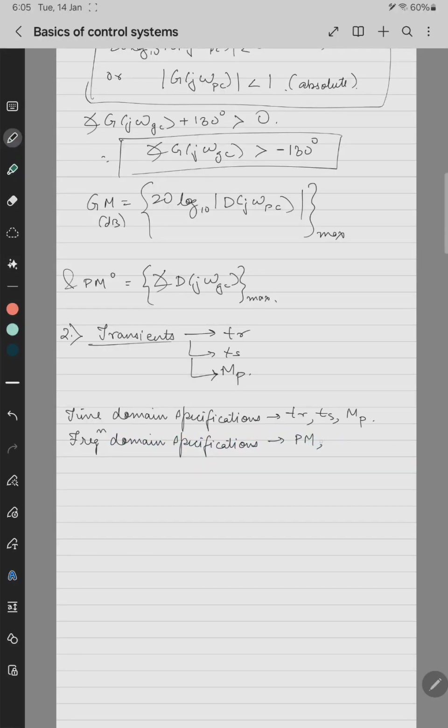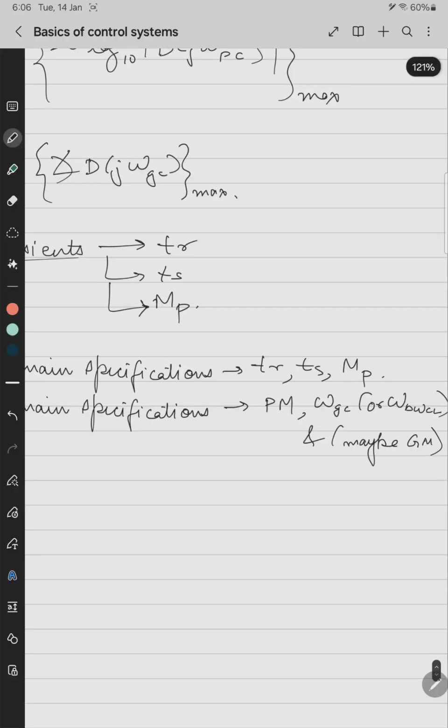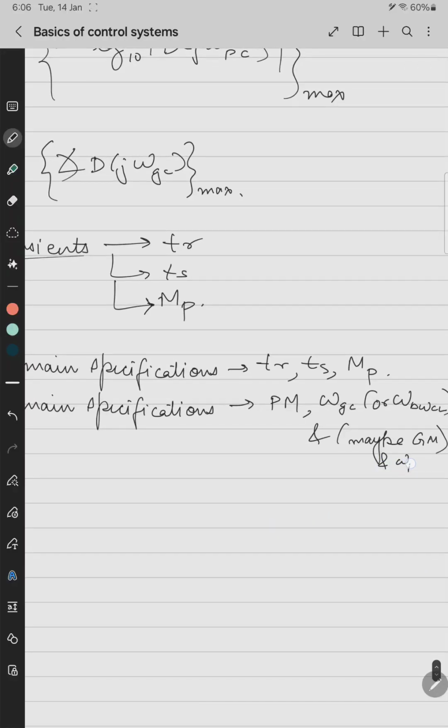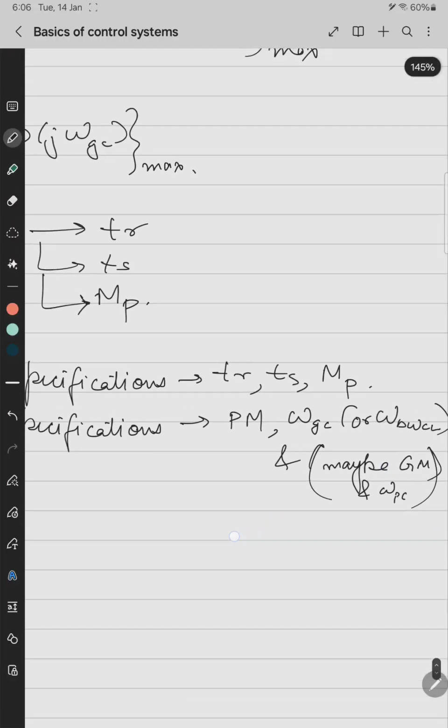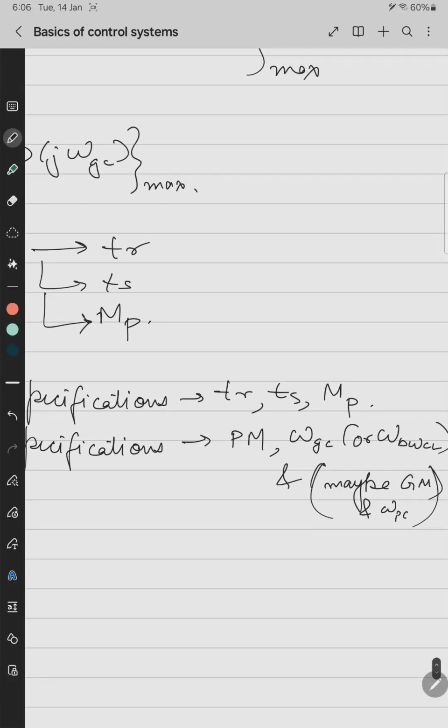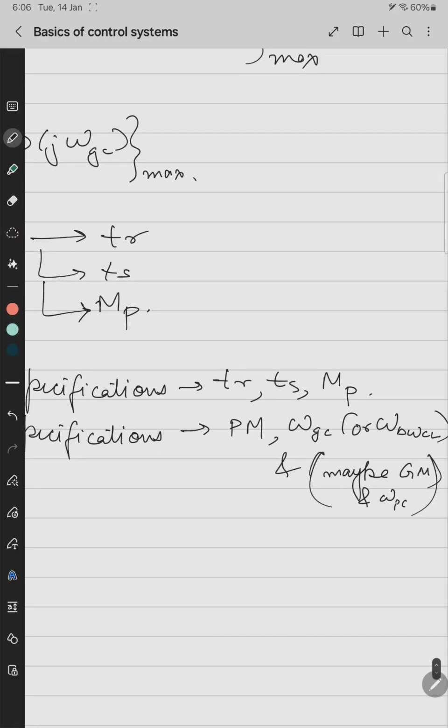They are phase margin, gain crossover frequency, or omega bandwidth of closed loop, and maybe gain margin and omega PC, because both are related to each other. So either you should know phase margin comma omega GC, or you should know gain margin comma omega PC, or both.